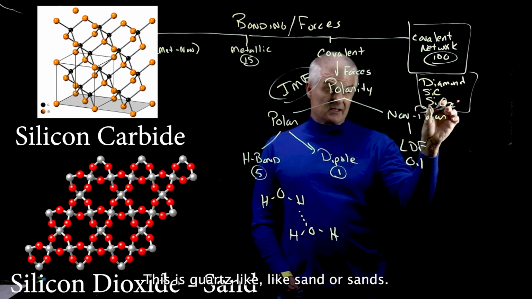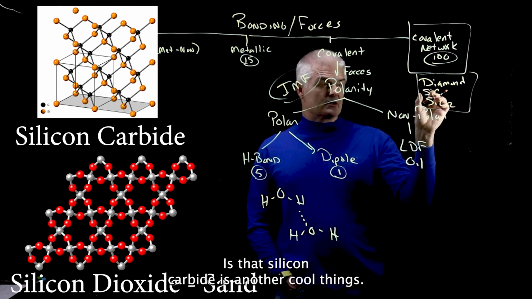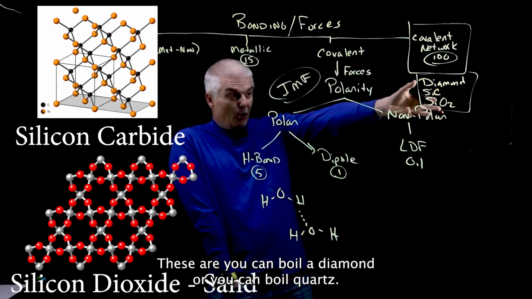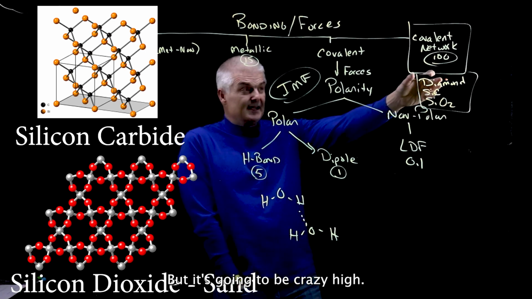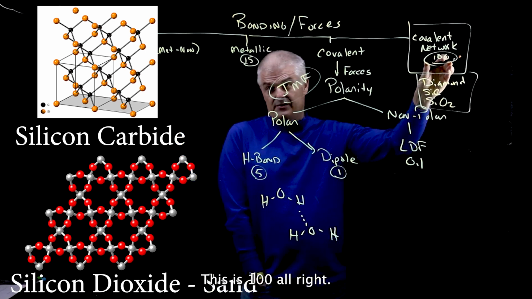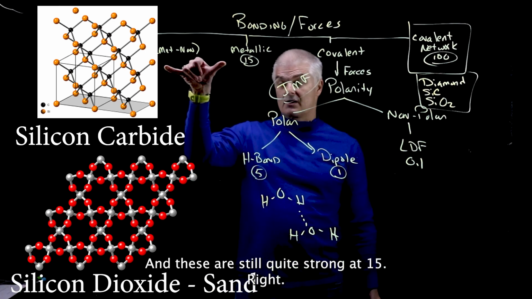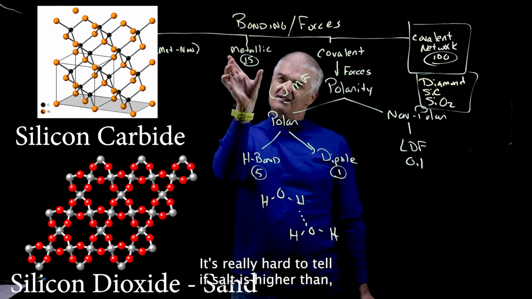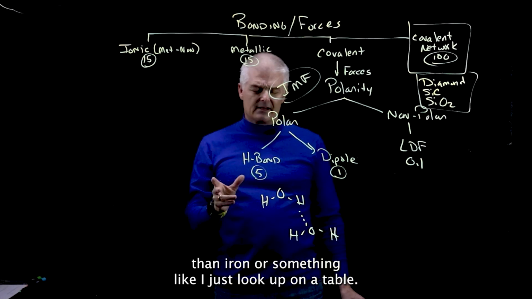This is quartz, like sand. Most sand is that. Silicon carbide is another cool thing. You can boil a diamond or you can boil quartz, but it's going to be crazy high. The strongest of all substances. This is 100. All right, and these are still quite strong at 15. By the way, they're both 15. It's really hard to tell if salt is higher than iron or something like that. You have to look it up on a table.